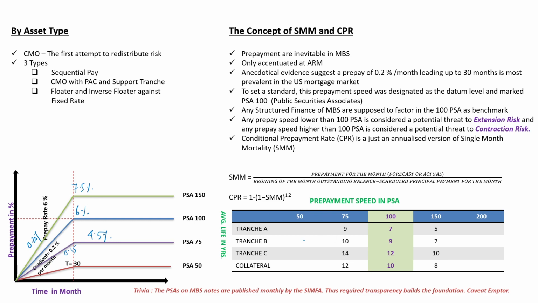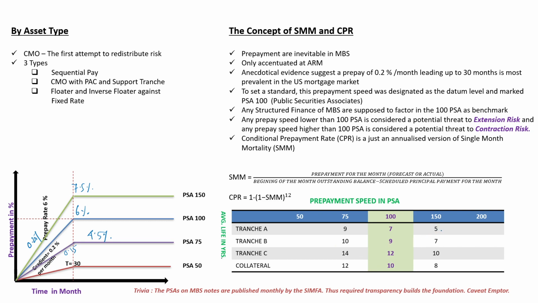Now, within the credit tranche, how the structure is being further subdivided, I'll explain through the diagram here. So for instance, at 100 PSA, tranche A is supposed to have 7 years of life. Tranche B is supposed to have 9 years of life. Typically, this is a waterfall structure that we have already discussed many times in the preceding slides. Tranche C and the collateral backing them, all put together, have a life of 10 years.